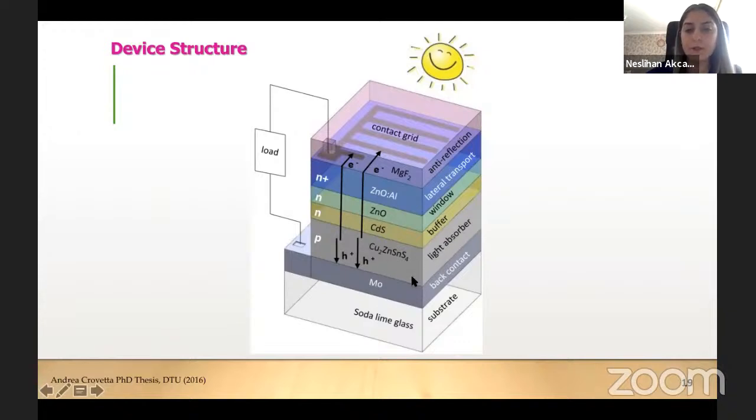The absorber layer is coated on the moly back contact substrate, and the buffer layer is usually cadmium sulfide. The device with the maximum efficiency value includes a cadmium sulfide buffer layer, but because of the toxicity of cadmium, researchers focus on studying different buffer layers such as indium sulfide, zinc sulfide, zinc oxide, and so on. And then you see the window layer of the device.